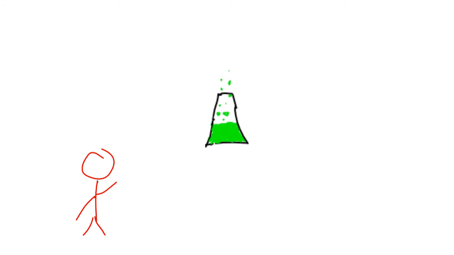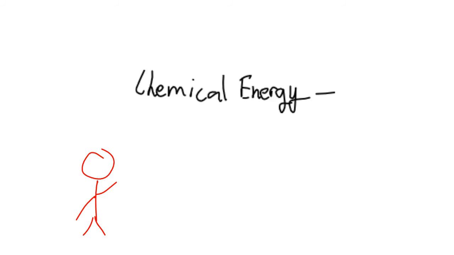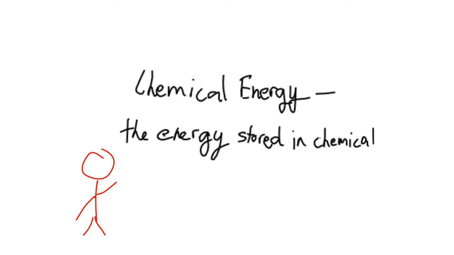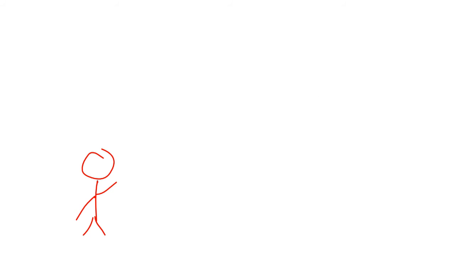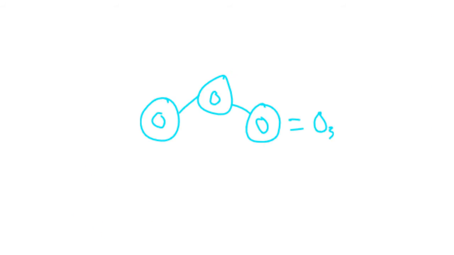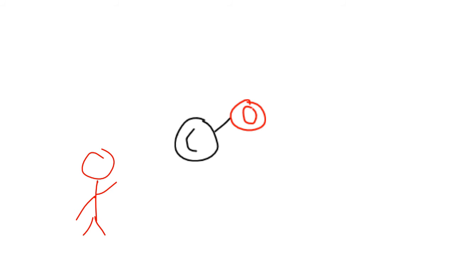Chemical energy is a form of potential energy and is therefore stored. It is the energy stored in chemical bonds and the energy that holds particles together. This is why chemical compounds like water, ozone, and carbon monoxide exist.